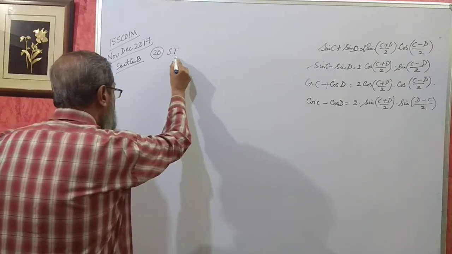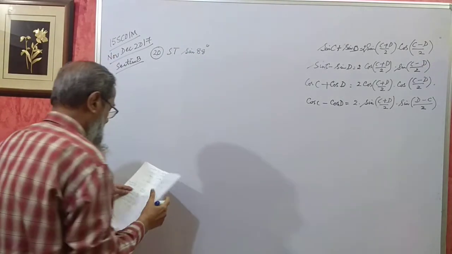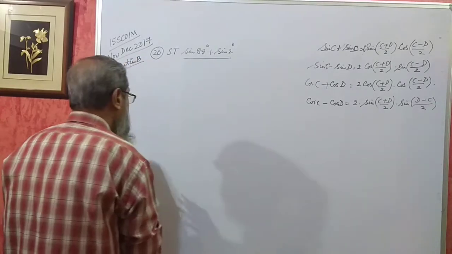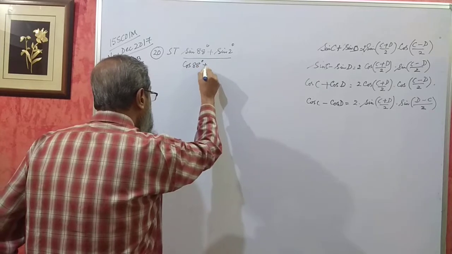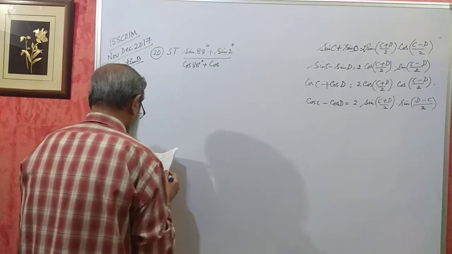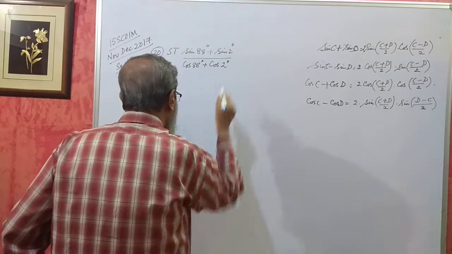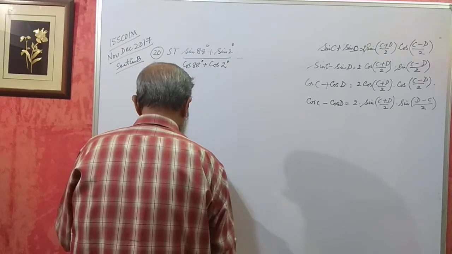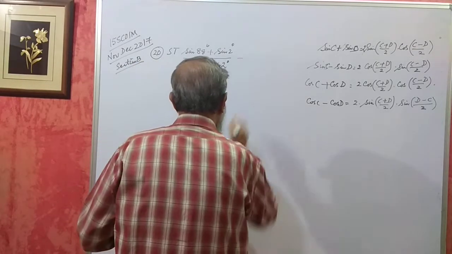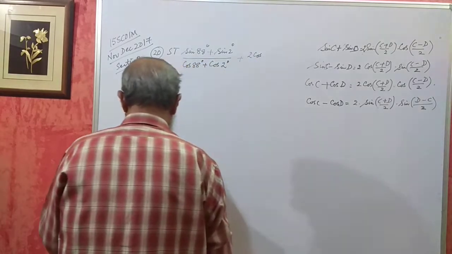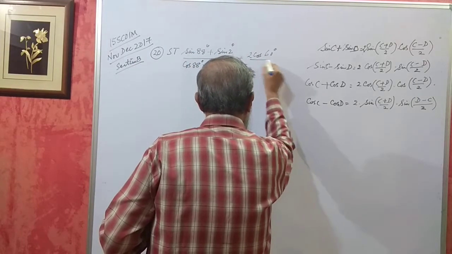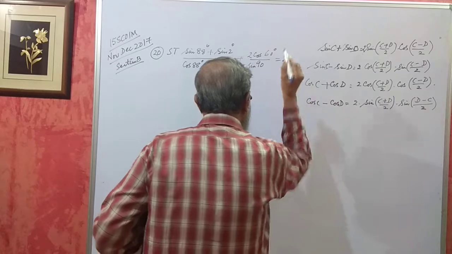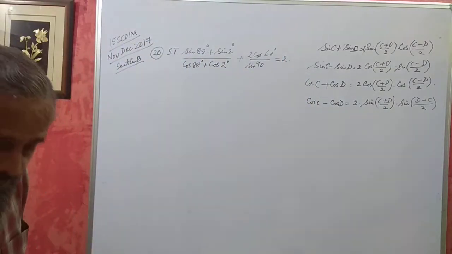Show that (sin 88 degree plus sin 2 degree) divided by (cos 88 degree plus cos 2 degree) plus 2 cos 60 degree divided by sin 90 degree is equal to 2. You have to prove that the sum of those two is equal to 2.